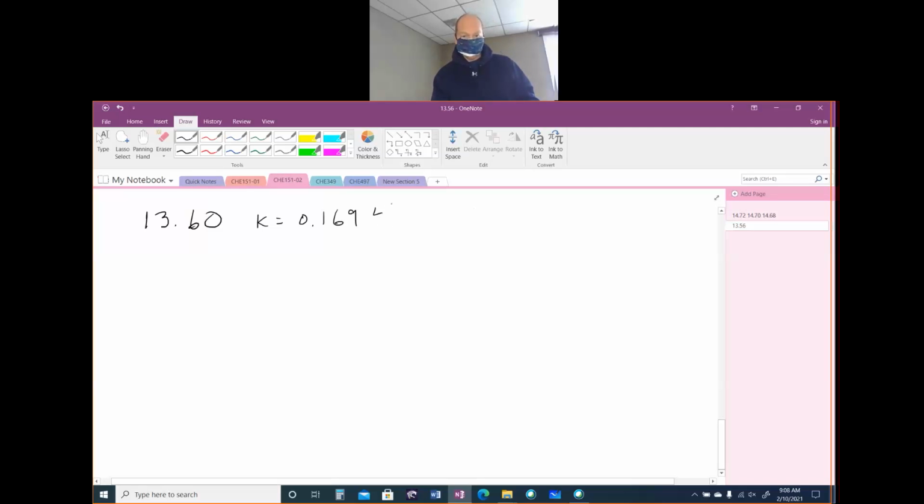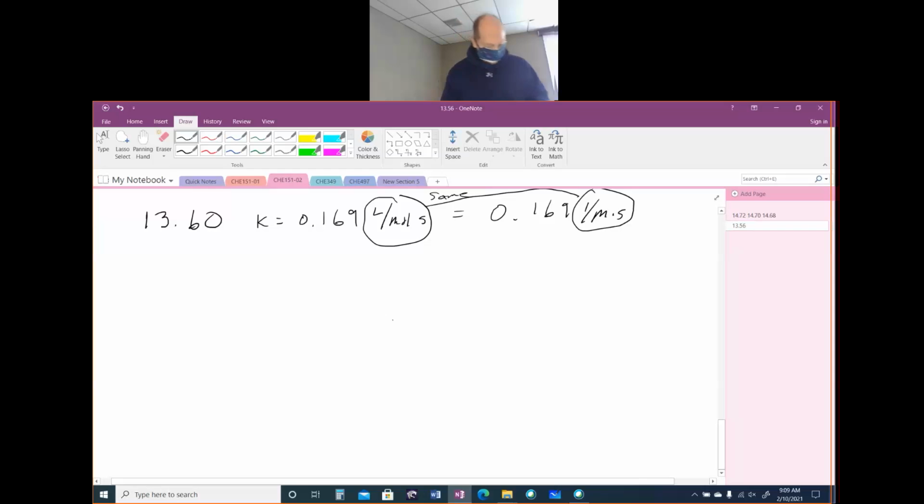Now, this is a weird way to write it, liters per mole second. You have to know that a liter per mole second is exactly the same as writing it as 0.169, 1 over molarity times seconds. Because liters here was down here, moles per liter second, invert and multiply, and so it becomes liter per mole second. So you need to see that this and this are exactly the same thing. That is writing the exact same mathematical thing.